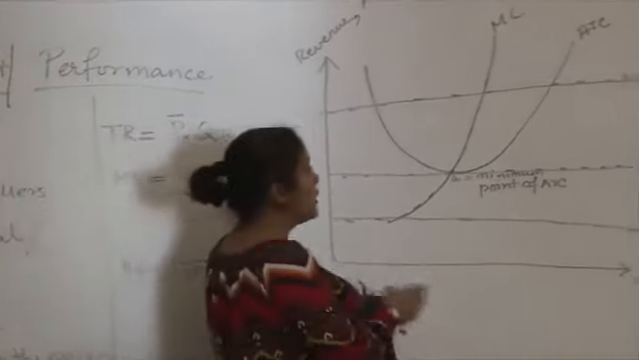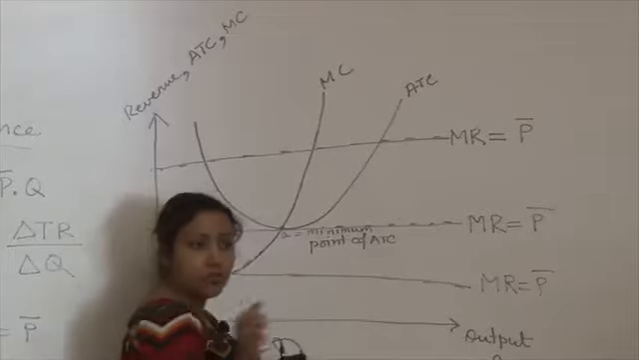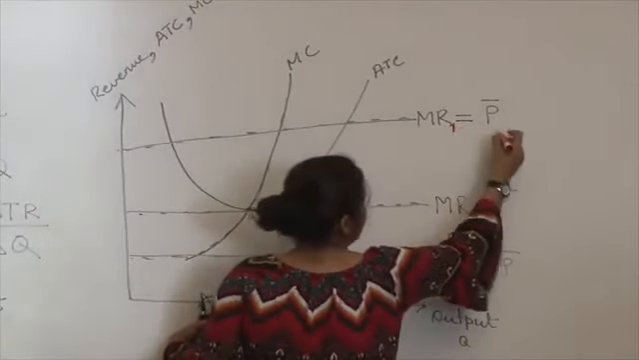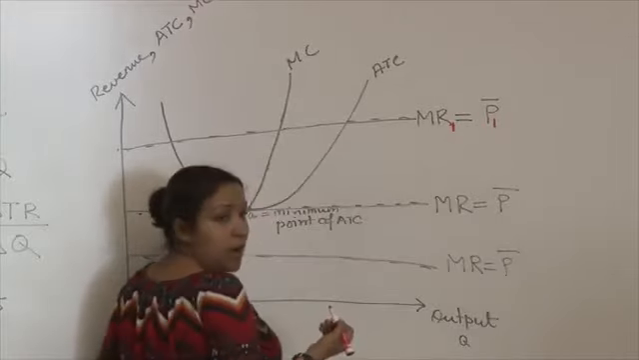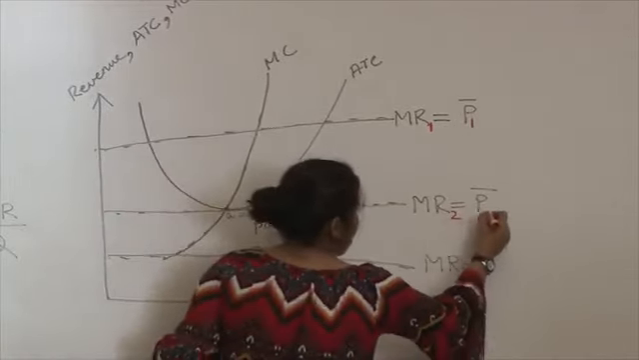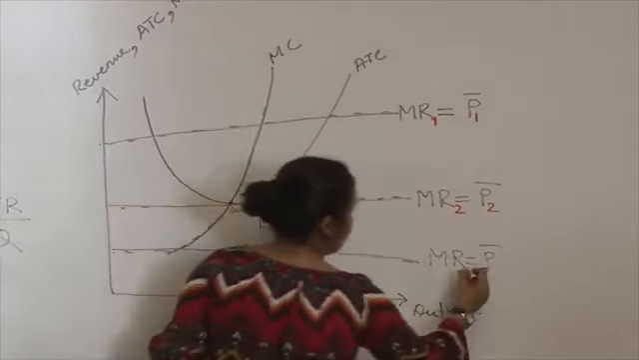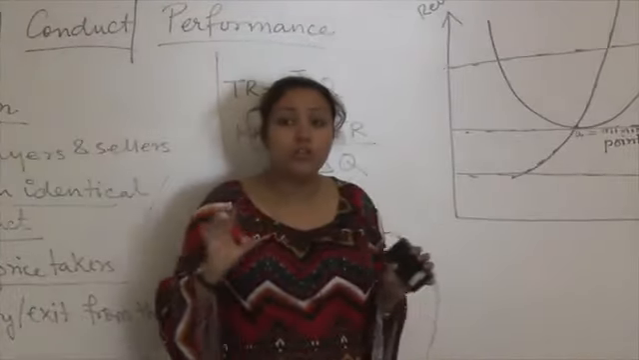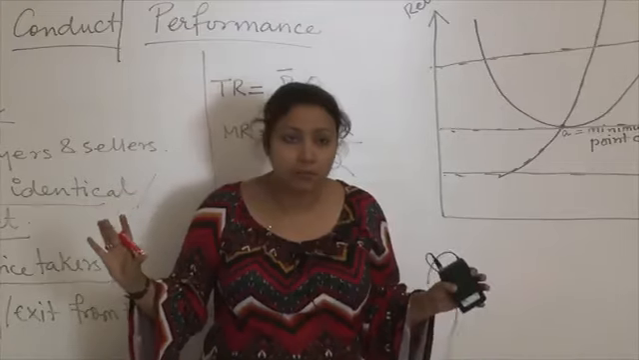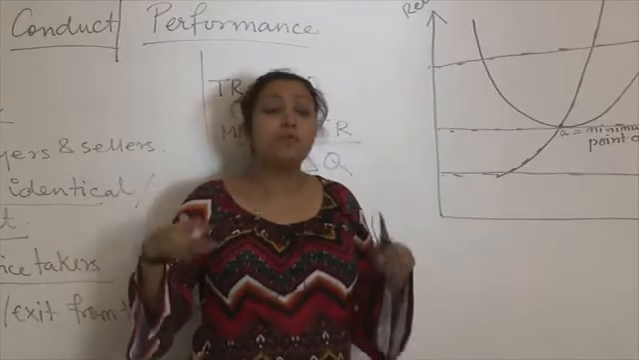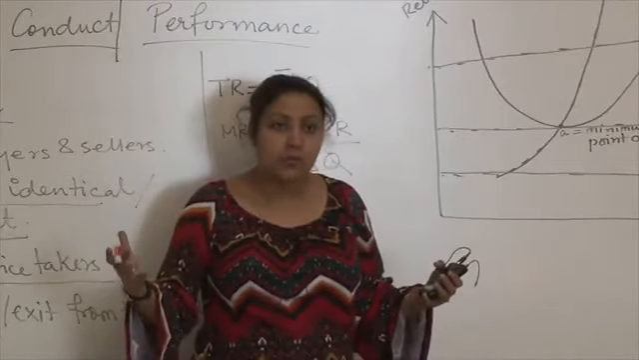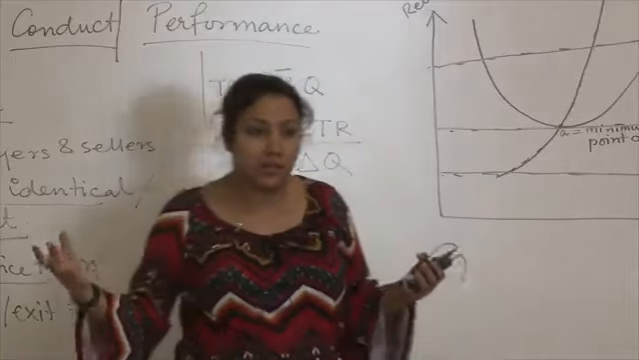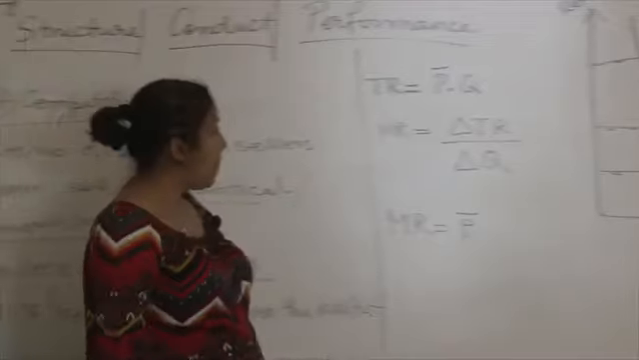Let's give three different names to those conditions, right? Let us call this condition 1. So we are just calling it MR1 and P bar 1, calling this MR2 and P bar 2, and calling this MR3 and P bar 3. I want to remind you that all three are not happening at the same time. These are three different possibilities in the market, depending on where that price is in the market.